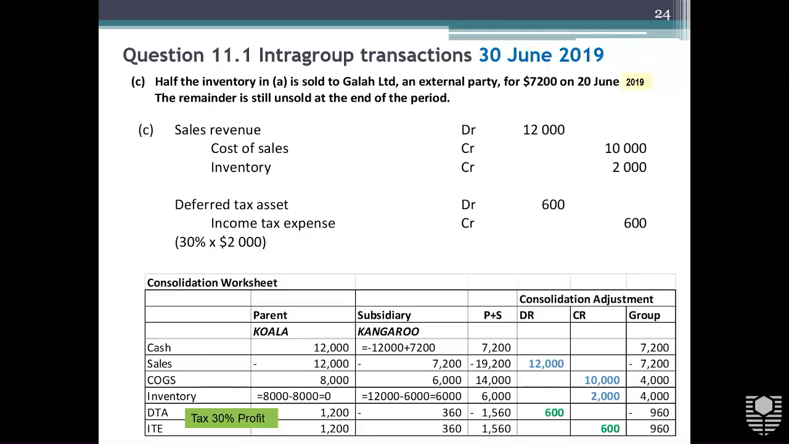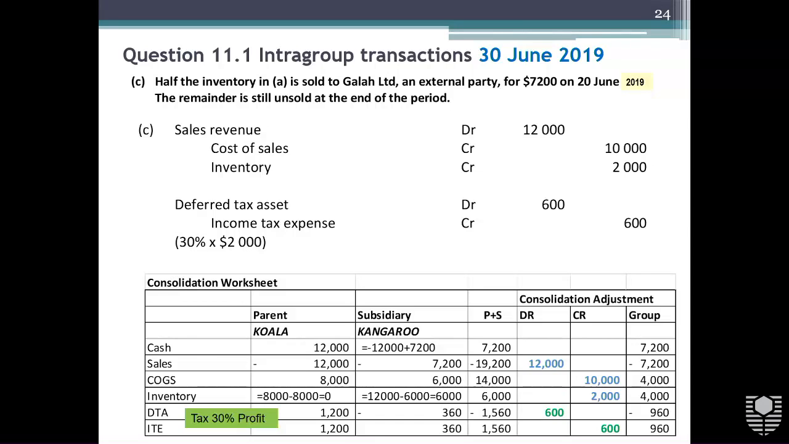So in the books of the parent and Koala, we get to the end of the year, no change, it's the same. So we've originally cost 8,000. We sold it to Kangaroo for 12. So we know we have to get rid of that original sale of 12,000. But in the books of Kangaroo, we're going to sell half of it. We get 7,200 cash. Sales goes up 7,200.